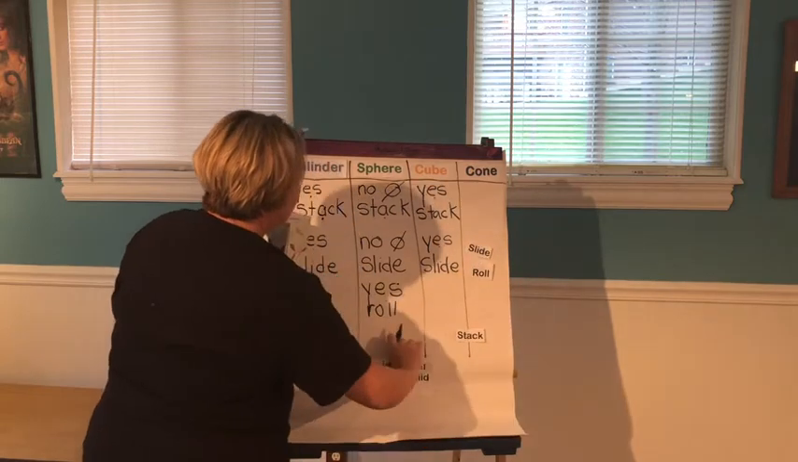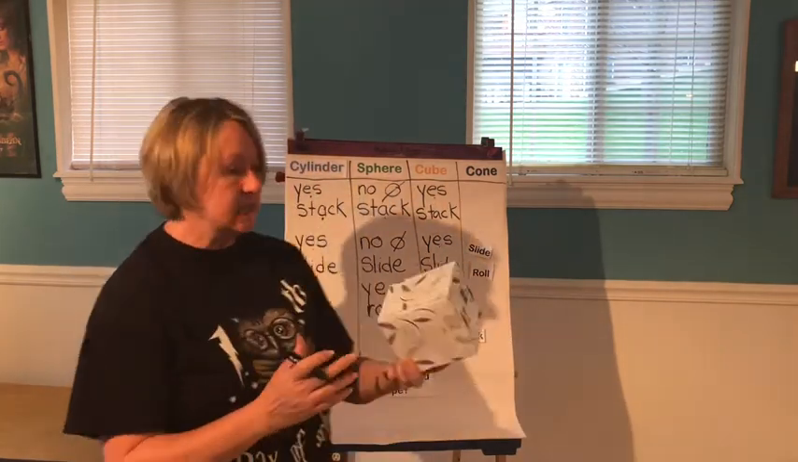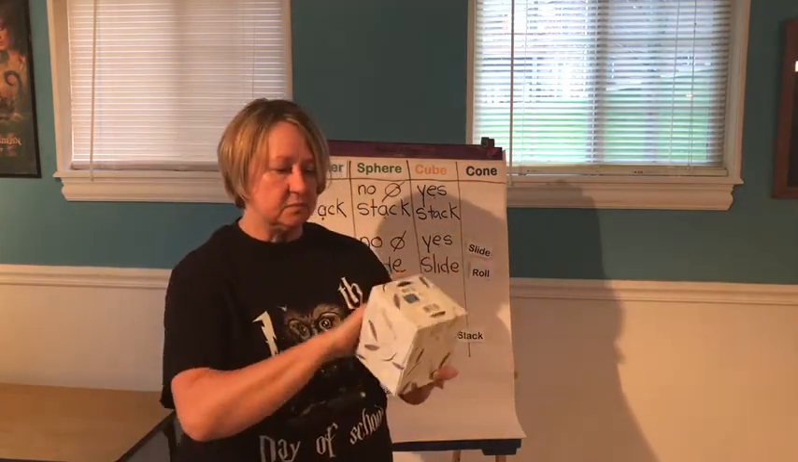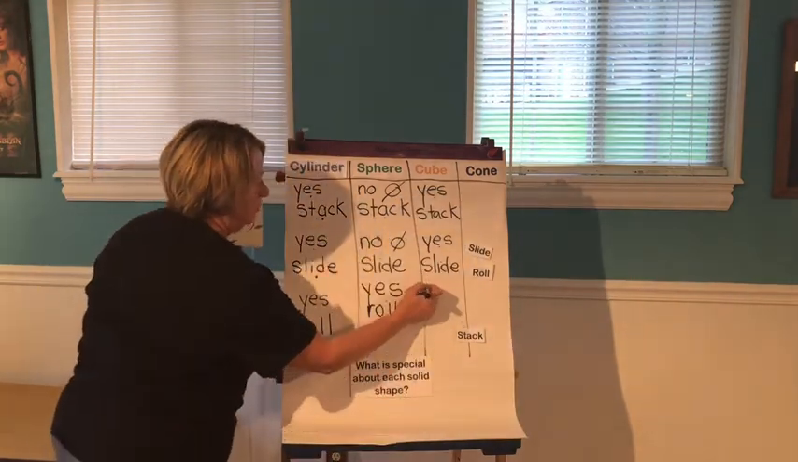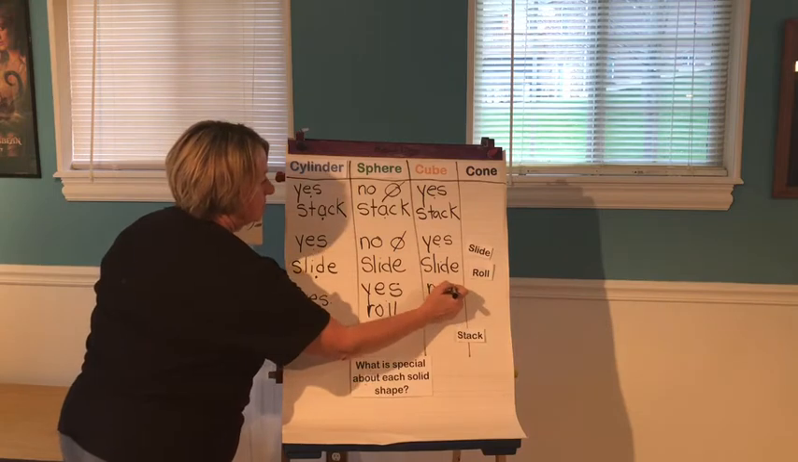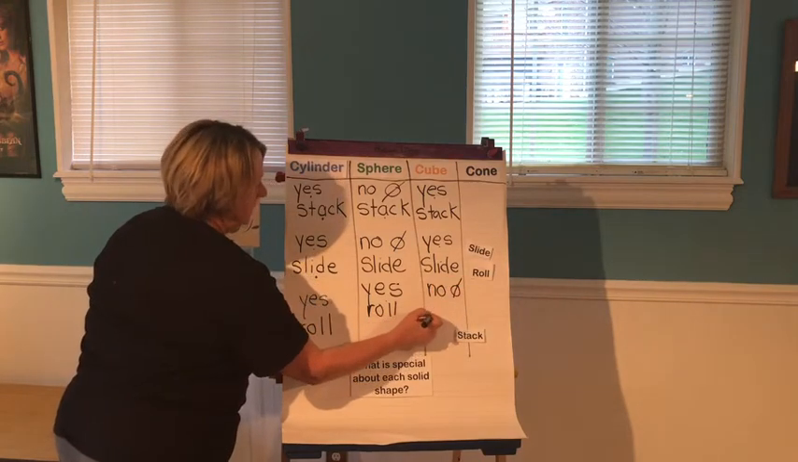Well, can it roll? No, this has got too many faces. All 6 faces are pretty flat. So this guy is not a roller. So we're gonna say no. And remember, you can also do the no-no symbol. It cannot roll.